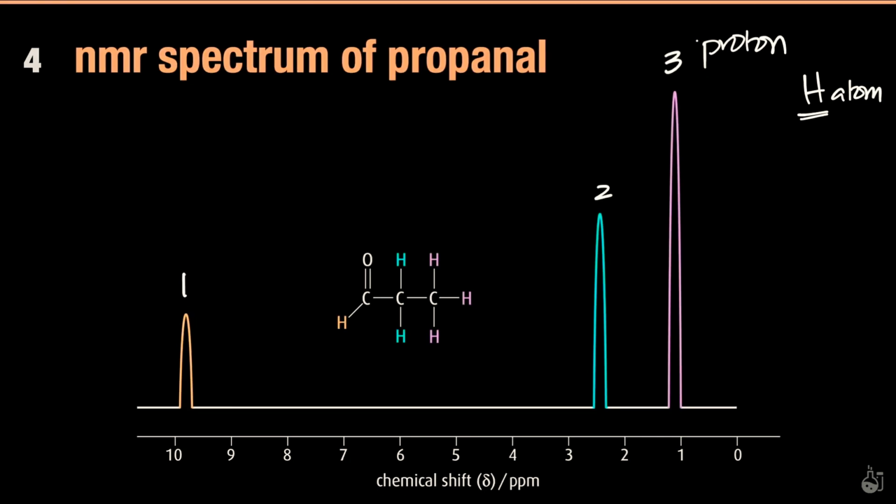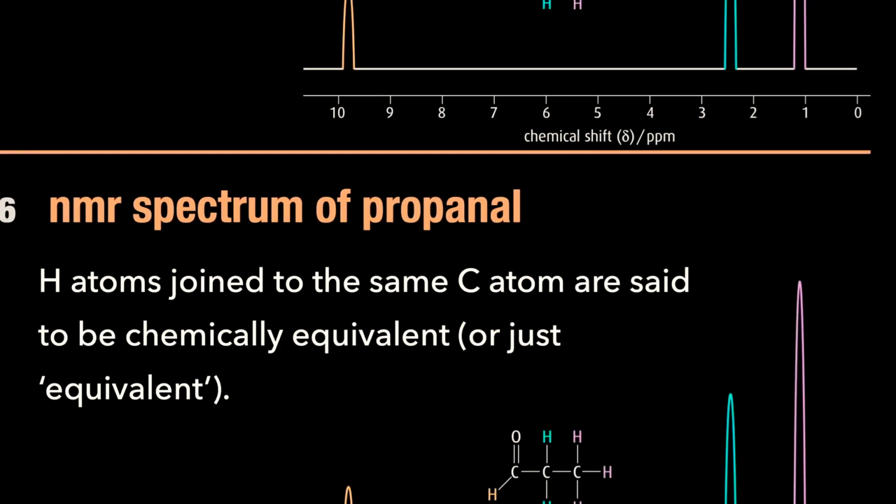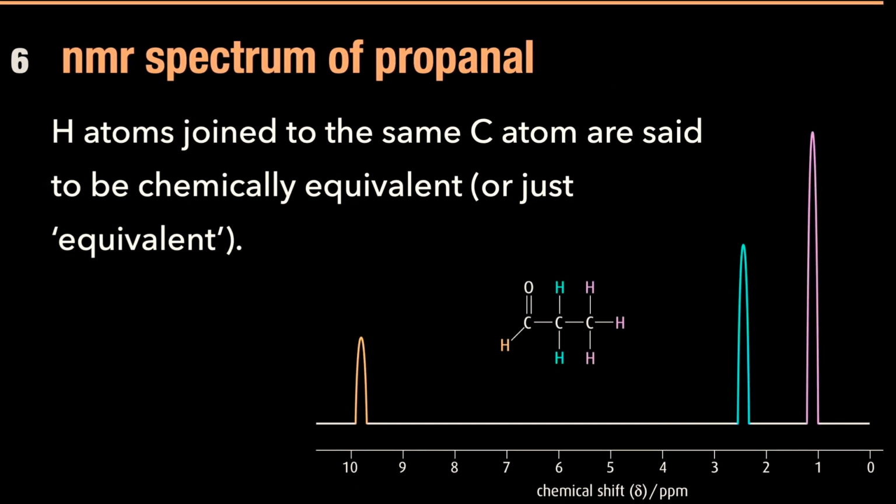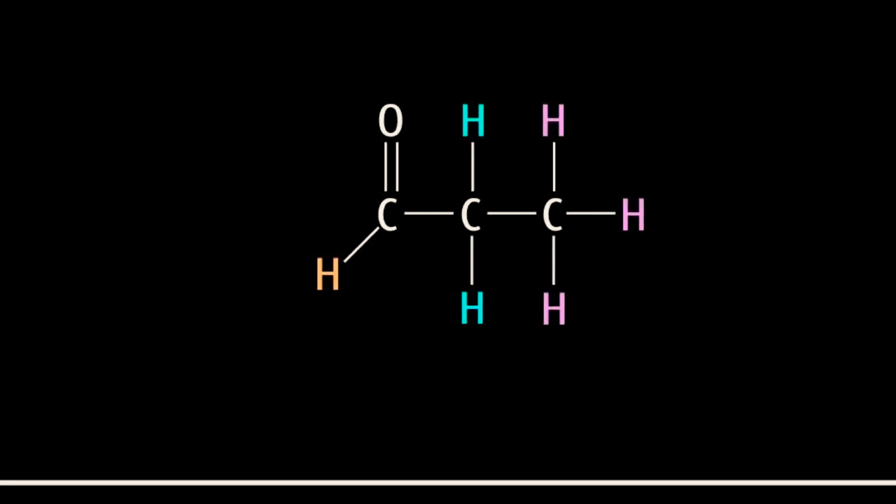Okay. Now, one thing on slide number 6 I'm mentioning is this, that the hydrogens joined to the same carbon atom are considered to be chemically equivalent. Hydrogen atoms, and I'll zoom in here for a second, look at this molecule. Look at these guys. The three hydrogens on this carbon atom are considered to be chemically equivalent, meaning they have the same environment.